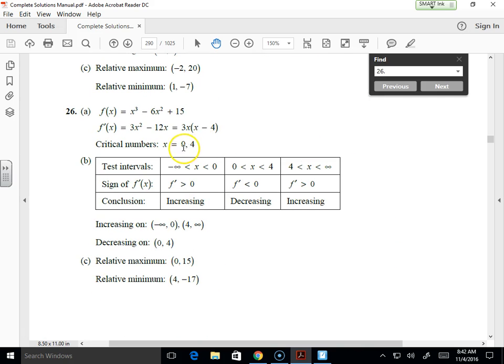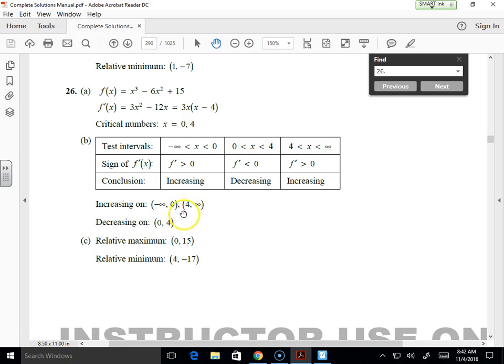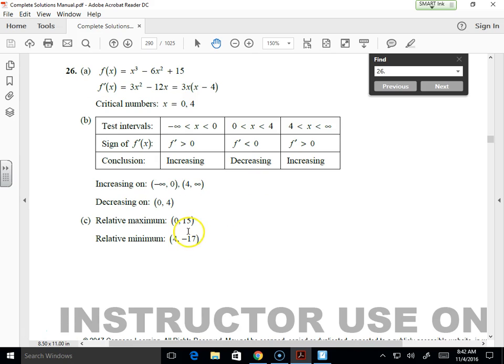Letter A, you're just finding critical numbers. Hey, isn't that just like doing the process? 0 to 4. Letter B, you're doing a sign chart. Increasing, decreasing, increasing. And they wrote it all nice and pretty the way you should have too. Oh, they're using commas instead of U's? Whatever. Slackers. And then, ooh, this is relative extrema.